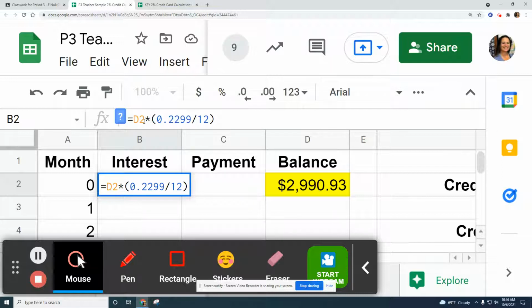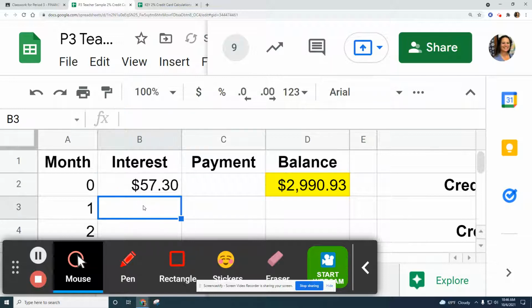Equals D2 times 0.0299. Let's see if I need the parentheses. We're trying to cut down on the things I have to do here. Yay, I don't need the parentheses. Okay, less work, less work.